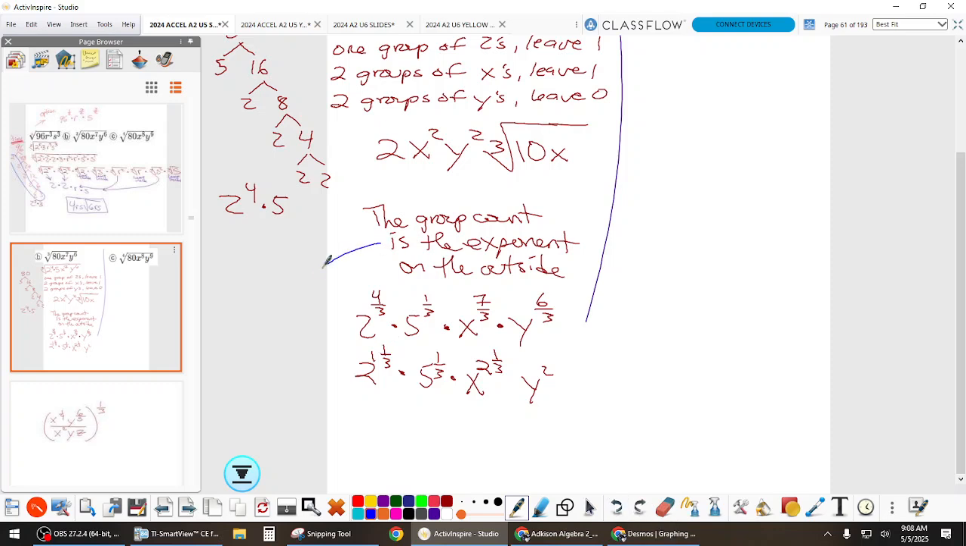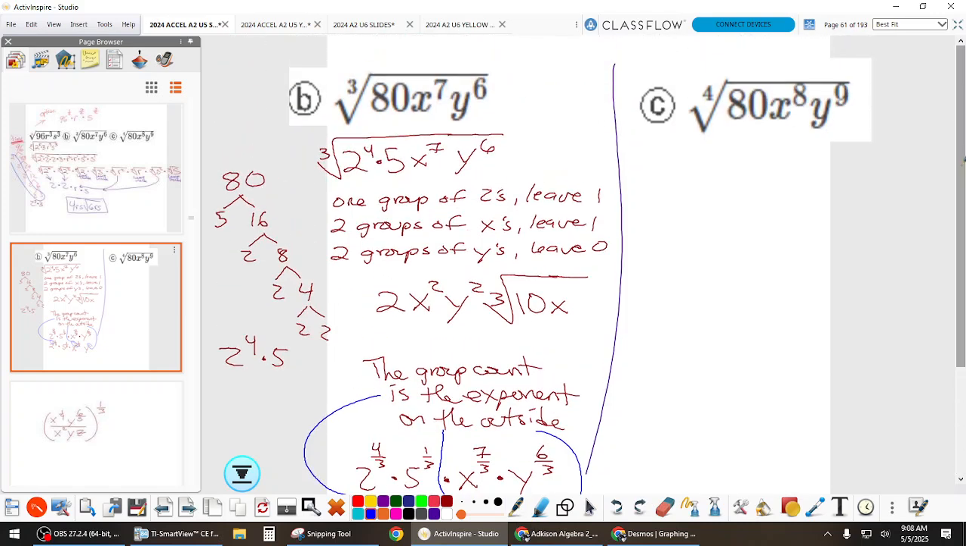Totally is. There is the second part. Let's do that last one, the fourth. We already did the prime factoring of 80, so we don't have to do that twice.